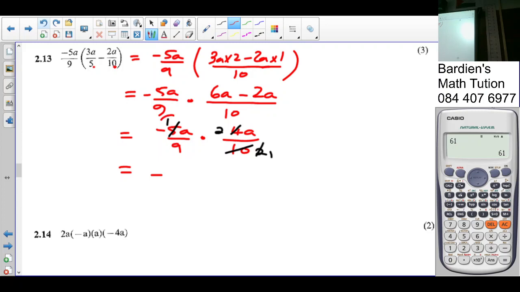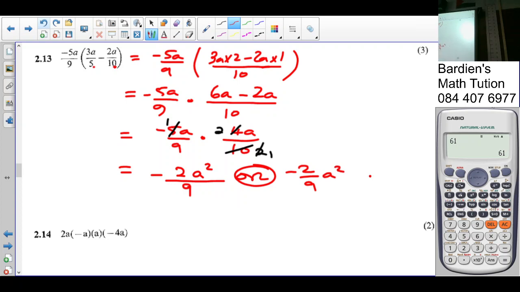So what is 1 times 2? 2. Over 9 times 1? 9. And 2 times 2? You all agree with that? Can be written like that? Or how else can it be written? Negative 2 over 9 next to it.